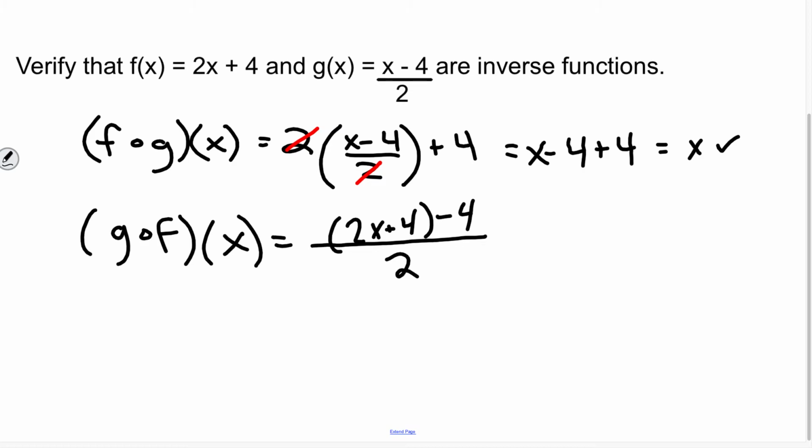Now notice, when I substitute in, I always protect that with parentheses. But in this one, I don't really need parentheses because there's no exponent or anything getting multiplied in front. So now I can just simplify, ignore the parentheses and use the associative property. In the numerator, 2x plus 4 minus 4 is just 2x. Divide by 2, and x is my answer.